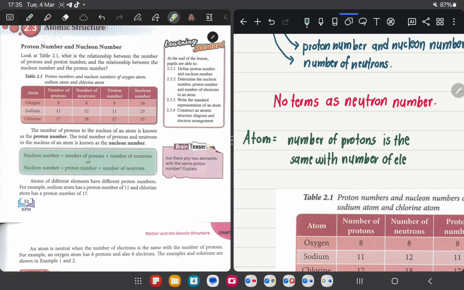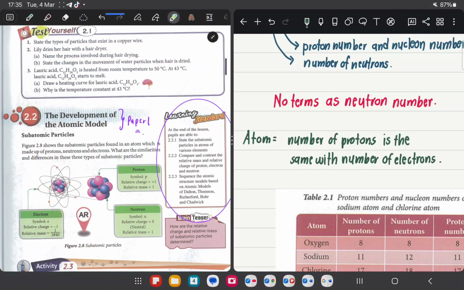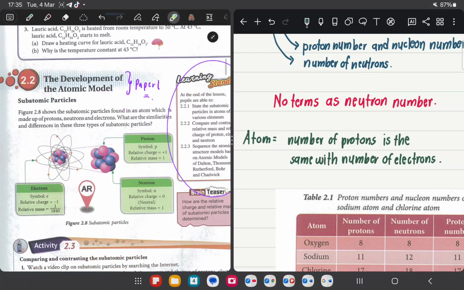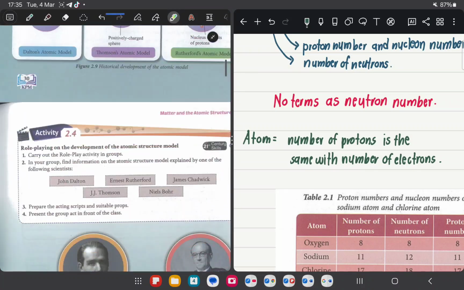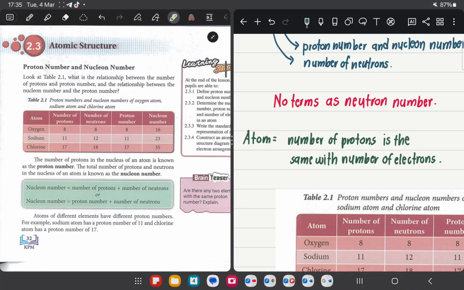Oh, I'm sorry, there is a technical error. They are the same. Why do I say that? Because your atom is neutral. What is the charge for your atom? You learned this in 2.2. You say your atom is 0, correct? Neutral. Why is your atom neutral? You actually learned this in lower secondary also. We say atom is neutral. Atom doesn't carry charge. Why?